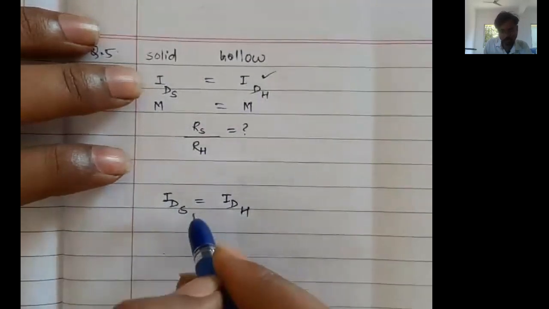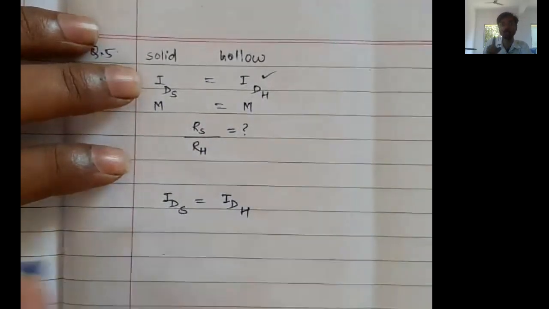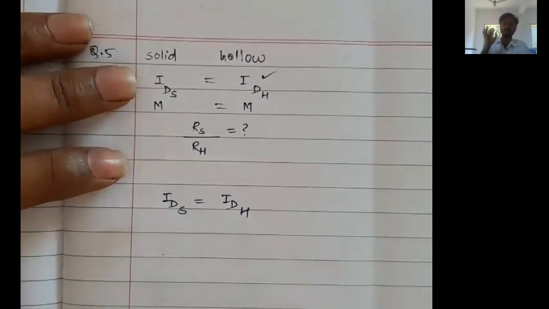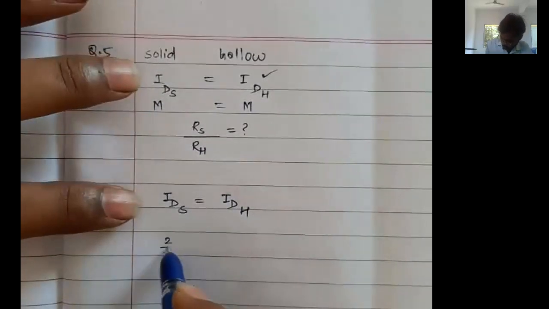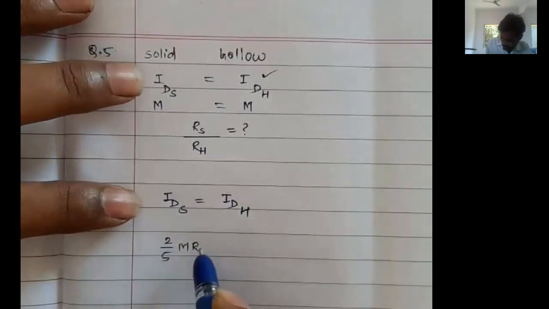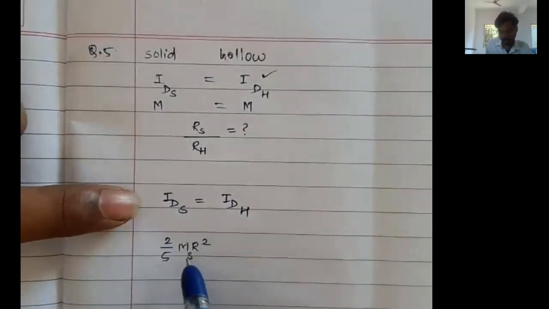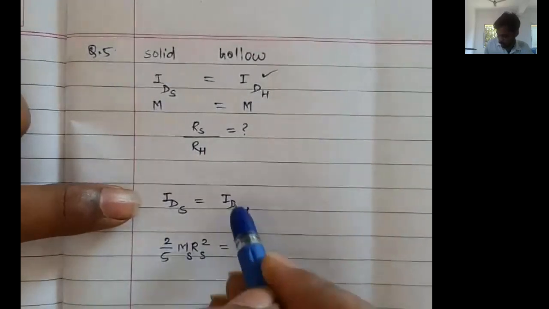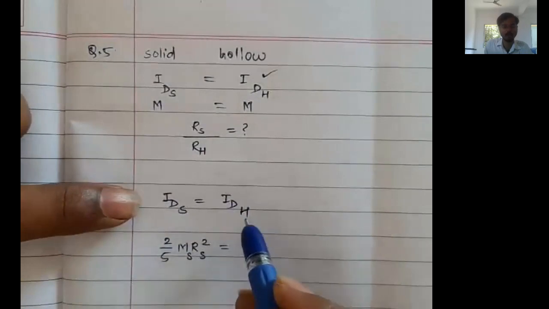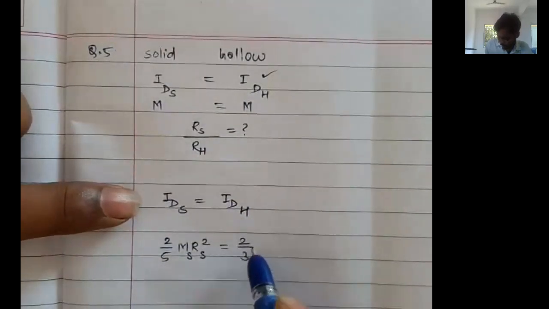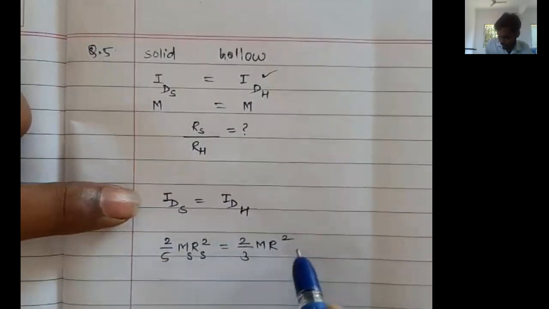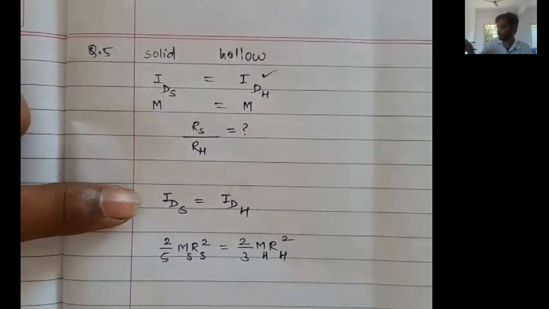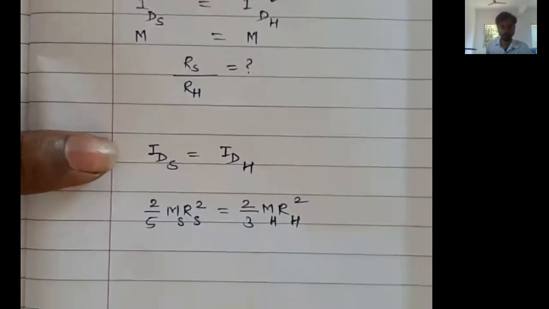What is the moment of inertia of a solid sphere? That you should remember. Moment of inertia of a solid sphere about diameter is 2 by 5 mr square. So write down 2 by 5 mr square, but you should write ms, mass of solid sphere, rs, radius of solid sphere, is equal to, what is the moment of inertia about diameter of a hollow sphere? It is 2 by 3 mr square, but you should write mh, mass of hollow sphere, rh, radius of hollow sphere.